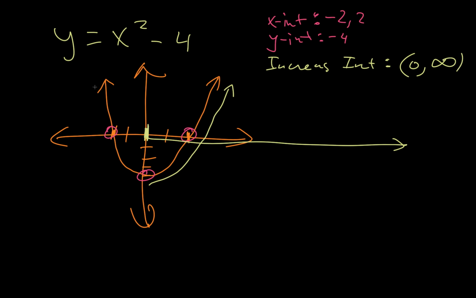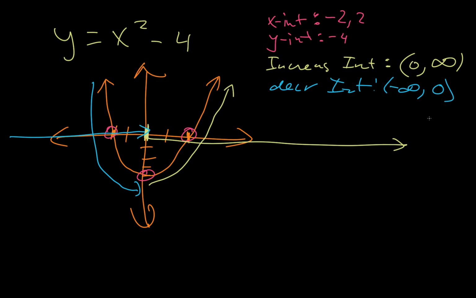Now the decreasing, where we're going downhill, we start off going downhill at negative infinity. So from all the way over here to here, we're going downhill. Once again, we start going uphill at 0, and so that's where we stop going downhill. So our decreasing interval is from negative infinity to 0.